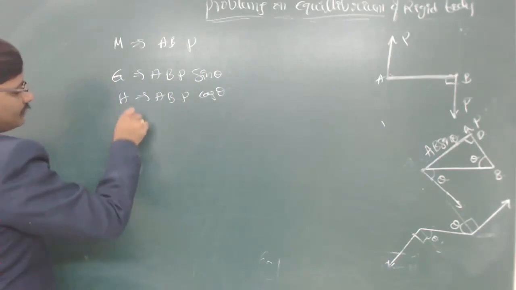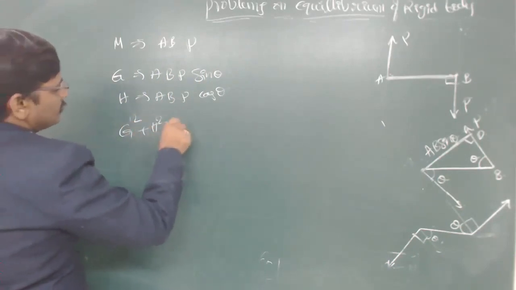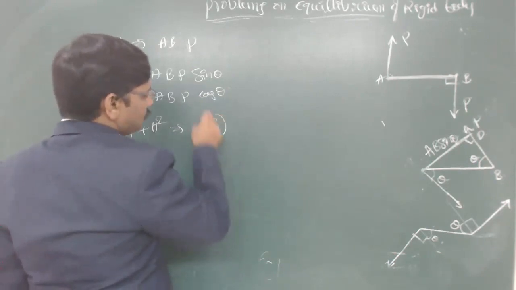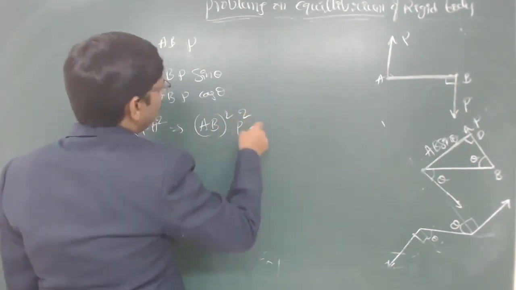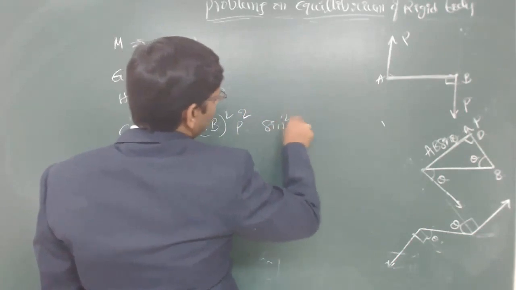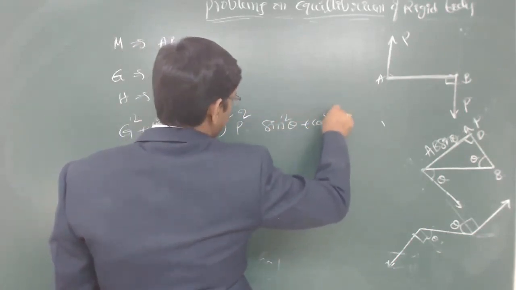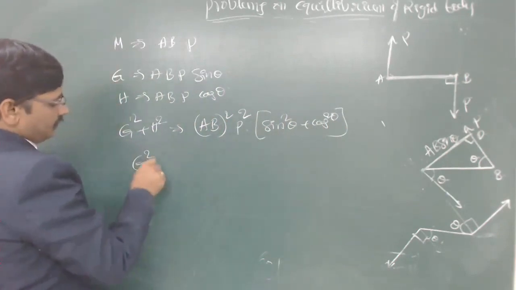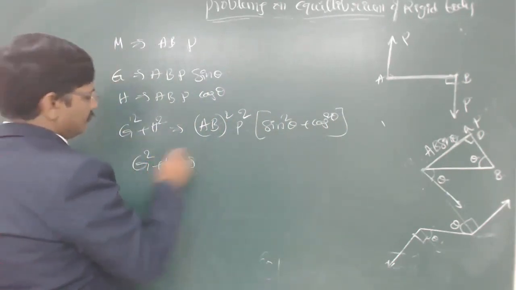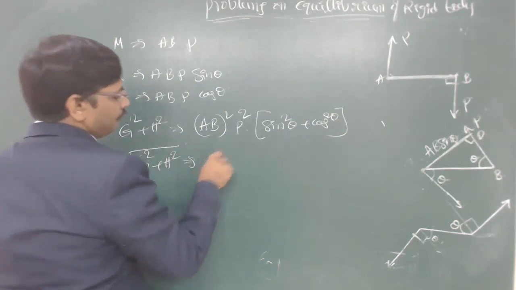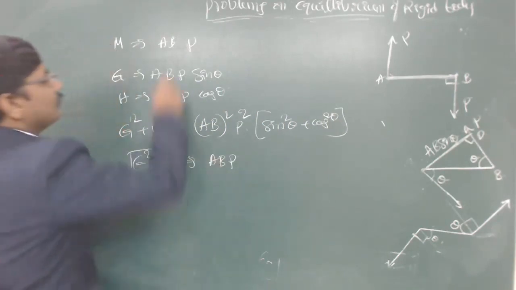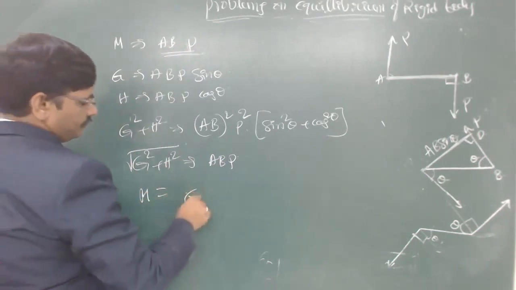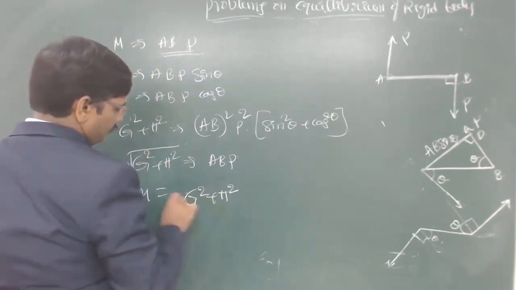Now G square plus H square is equal to AB square into P square into (sin square theta plus cos square theta). So this value is anyway 1. So under root of G square plus H square is equal to AB into P. So AB into P can be replaced with M, which is equal to the square root of G square plus H square.